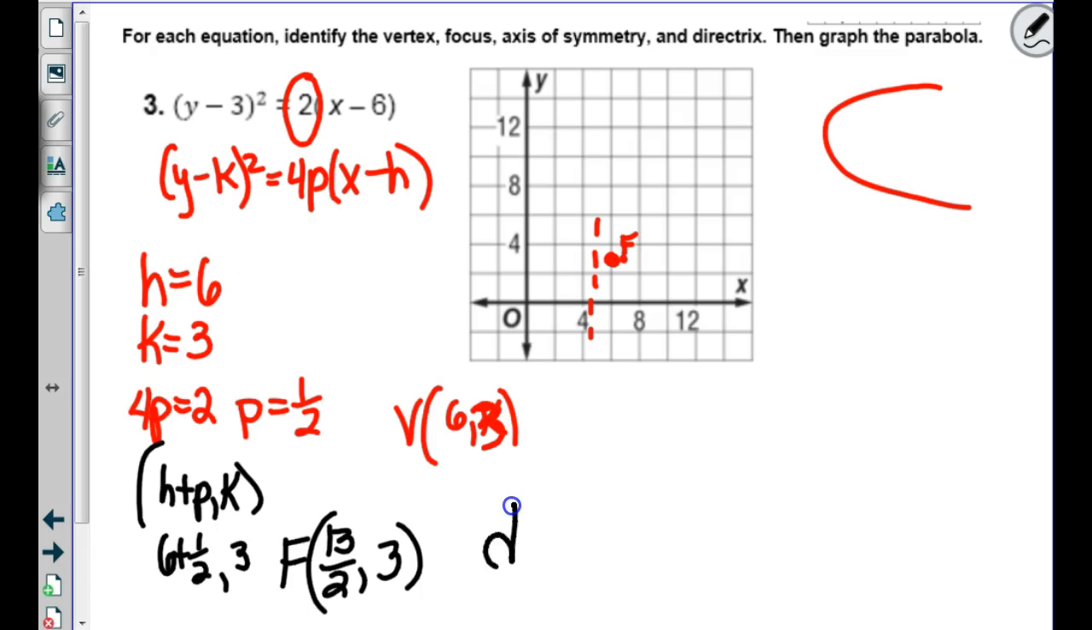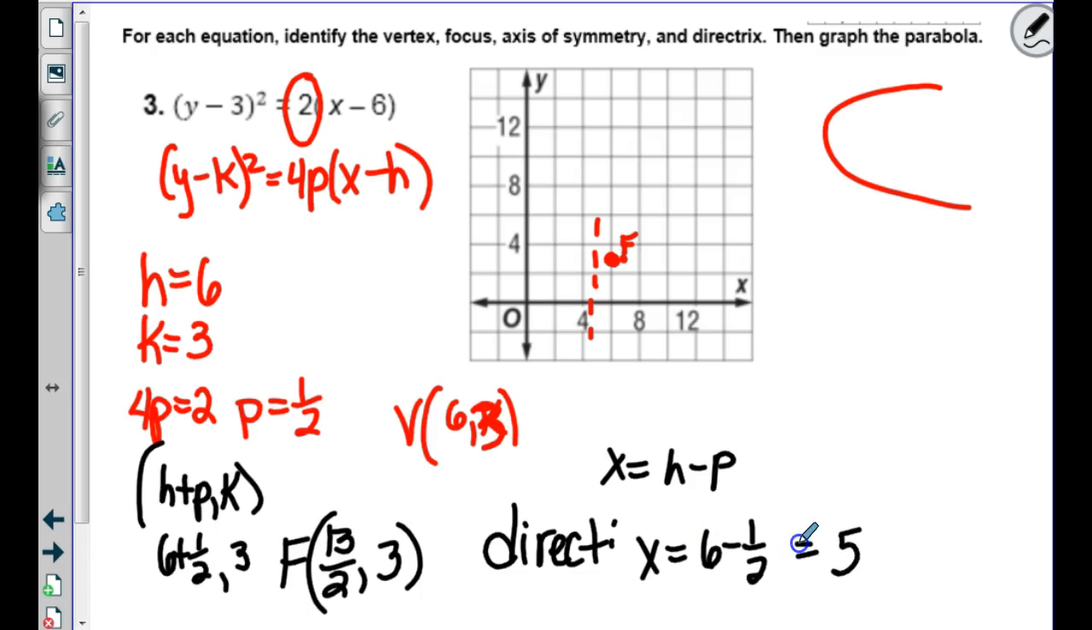All right, the directrix, I'm not going to worry about the axis because I didn't put it on the quiz. The directrix is at x equals h minus p, which is a half unit back this way. So it would be x equals 6 minus 1/2, which would be 5.5 or 11/2. Okay, I can't even graph that on here because it's so tiny.